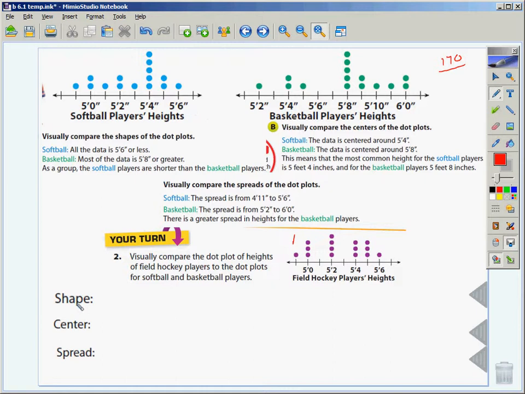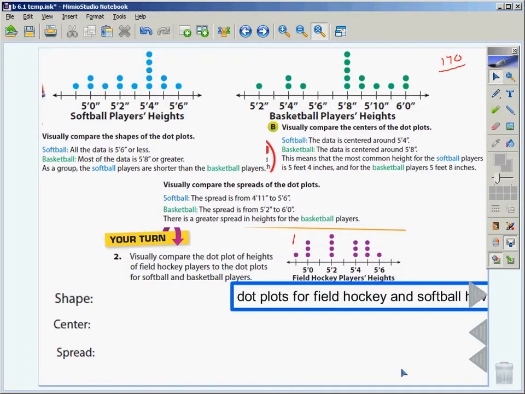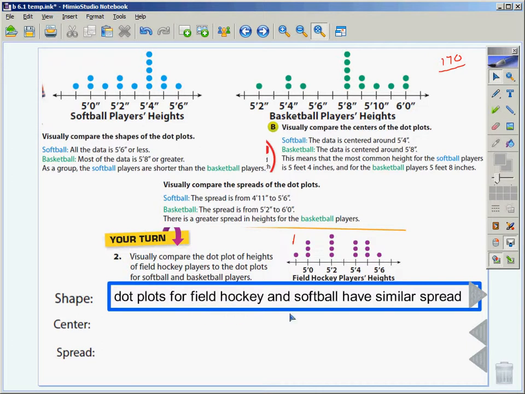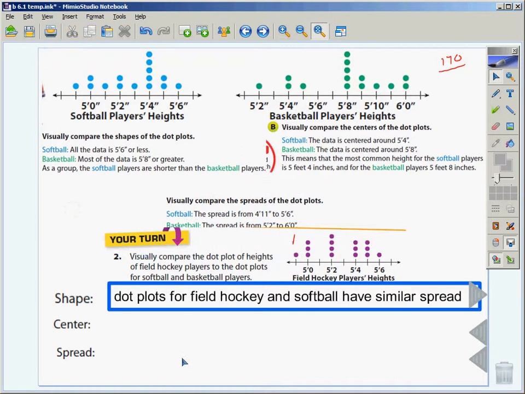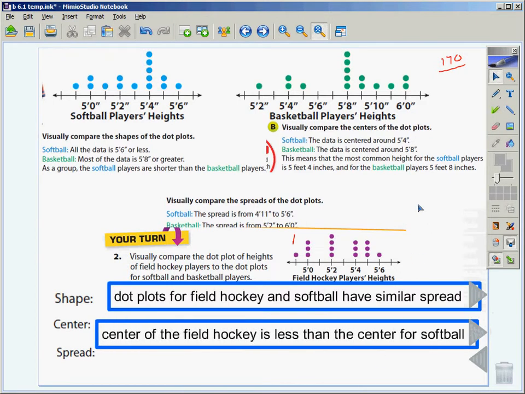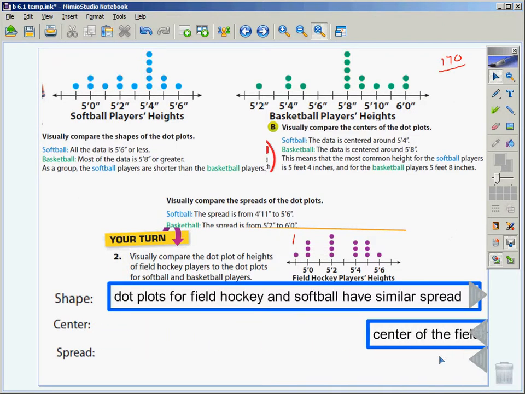Okay? What's the basic shape if I compare them? Well, I can find that the dot plots for field hockey and softball players have similar spread. In other words, their shape is somewhat the same. If I actually find the center of the field hockey, it is actually less than that of the softball player.